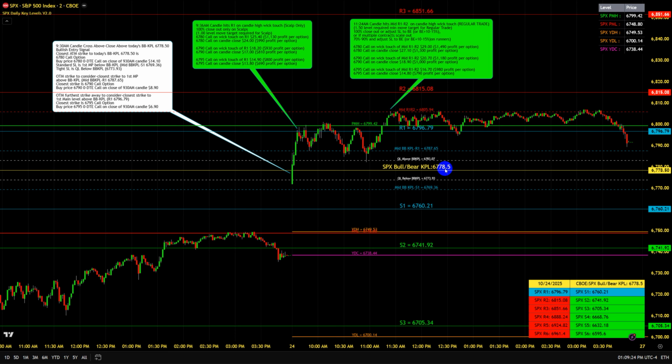So it's a bullish trade, so we're looking for call options. What is the closest call option strike in SPX to 67.7850? And that is going to be the 67.80 call option.